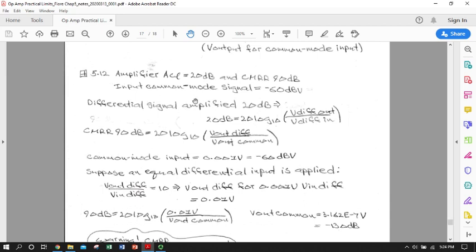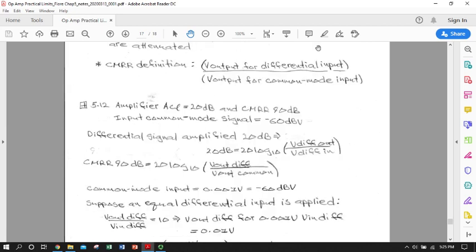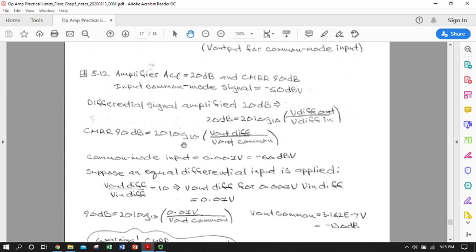So I'm going to start with my differential signal amplification of 20 decibels. I'm going to express that in a voltage ratio of differential voltage out over in, and I use my 20 decibels, and so I get a value for that. And then I'm going to do the same thing with my common mode rejection ratio, expressing it in terms of its definition, V out differential over V out common, and that's just dropping this definition right into the decibel expression. So I'm going to turn these decibel numbers into voltage ratio numbers.